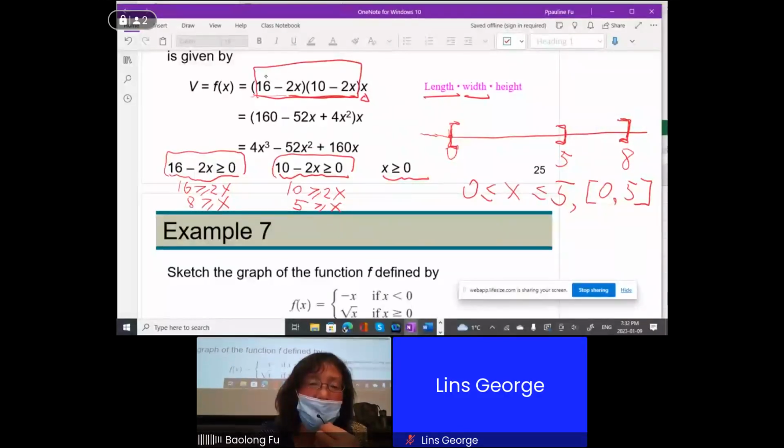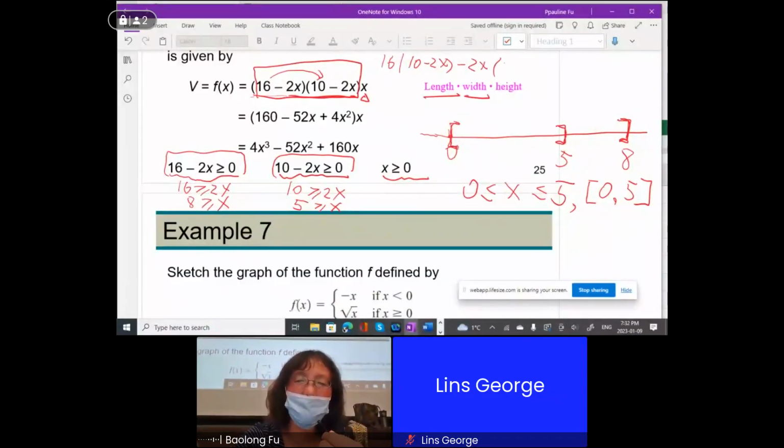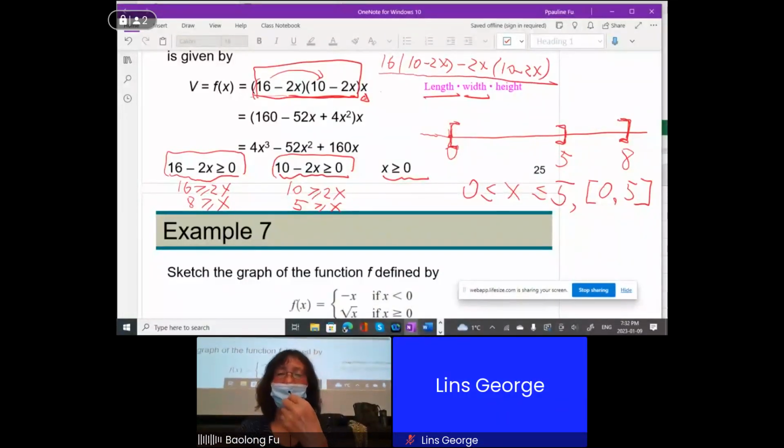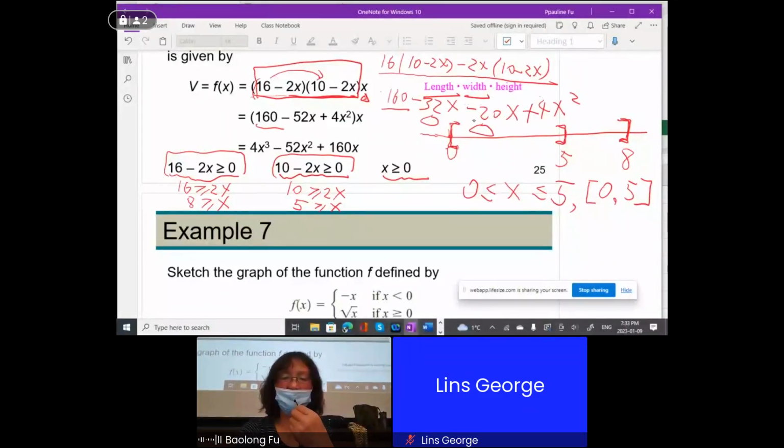You expand these two brackets. Let's do it step by step, baby step. 16 times 10 minus 2x, minus 2x times 10 minus 2x. Forget this x, we just focus on these two brackets multiplied together. Any question on this step? Now 16 times 10 is 160, minus 32x, minus 20x, plus 4x squared. Simplify: 160, then collect like terms, negative 32 and negative 20 is negative 52, and you have positive 4x squared here.